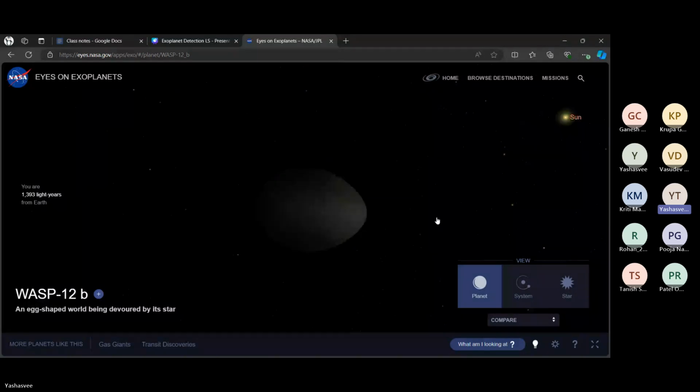So, like this, you can also check out other exoplanets and understand better about them. It's a really fun way of getting interested in this field. So, we hope you check it out.